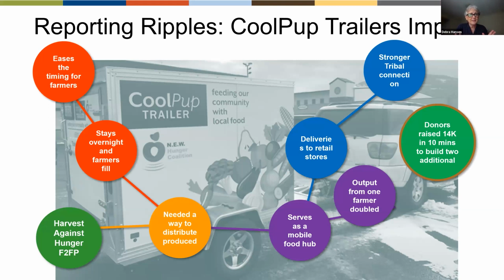But after we did it this way, and I told the stories of the ripples, donors in the room raised $14,000 in 10 minutes to do two more Cool Pup trailers. So they got engaged in the story and the outcomes much more than if I just showed a picture of this and said, this is a really cool thing, we want to build more. So again, how do you use the data and the storytelling aspects of it for the work that you want to do?